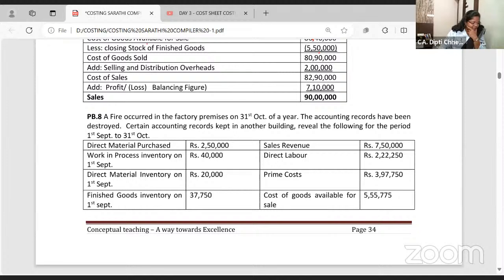Next one is also a past exam question. Very nice, very nice. 8th one. चलो करते हैं साथ में. 8th question.